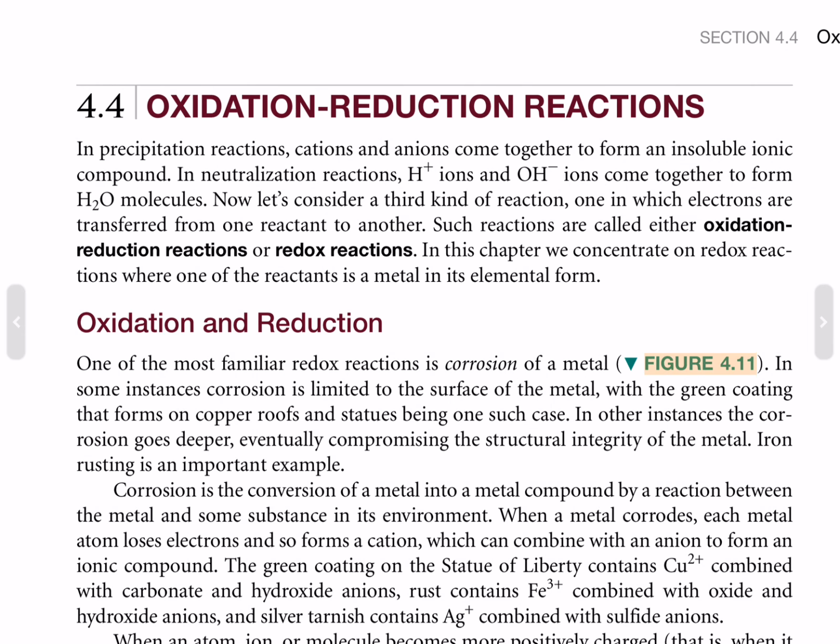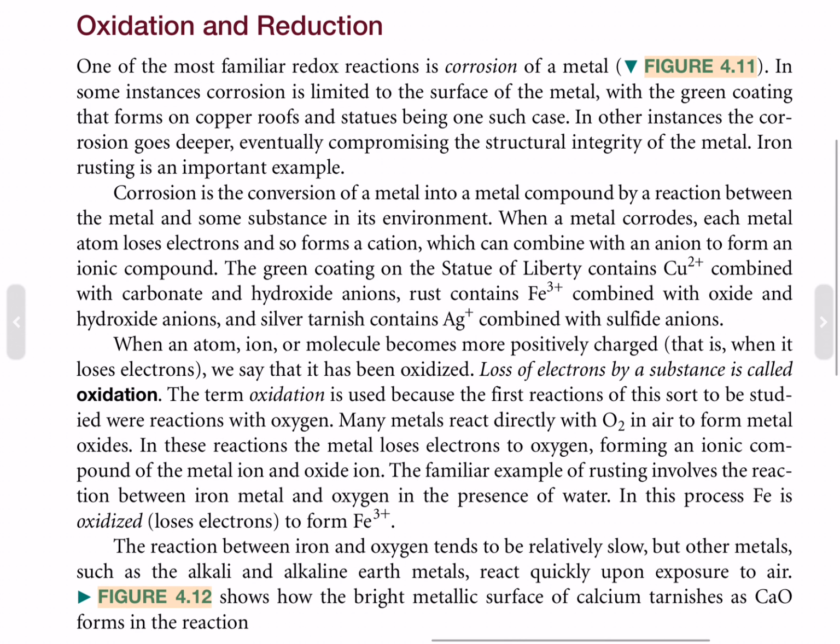Oxidation and reduction. One of the most familiar redox reactions is the corrosion of a metal. In some instances, corrosion is limited to the surface of the metal, with a green coating that forms on copper roofs and statues being one such case. In other instances, the corrosion goes deeper, eventually compromising the structural integrity of the metal. Iron rusting is an important example.